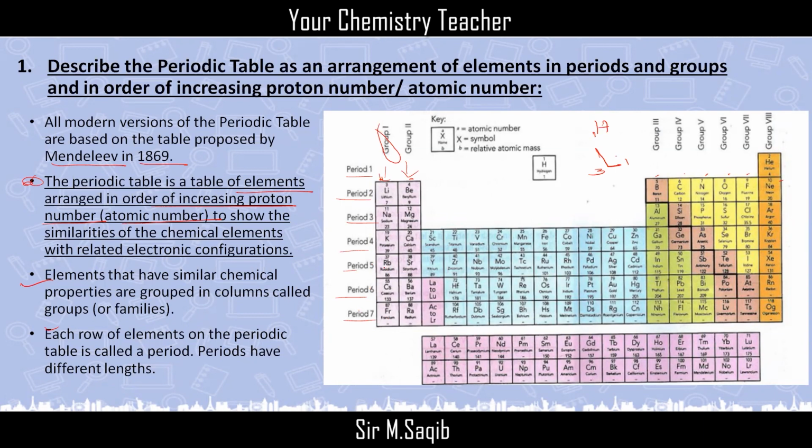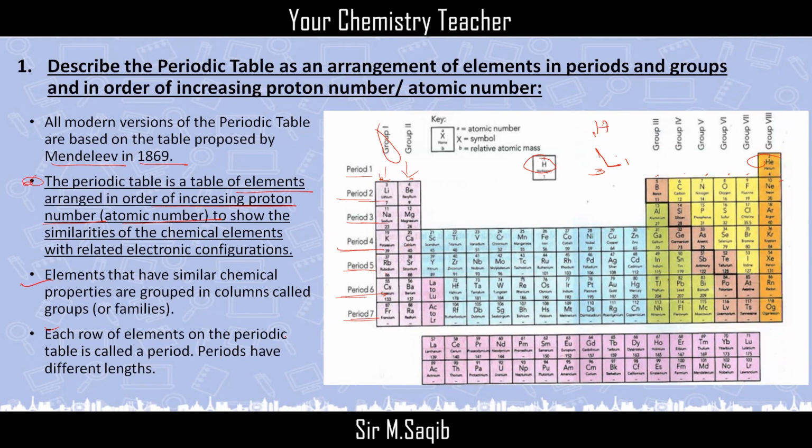Every period has a different length and consists of a different number of elements. For example, period 1 is called the shortest period because it consists of only two elements, hydrogen and helium. Period 2 consists of 8 elements. Period 3 also consists of 8 elements. Period 4 consists of 18 elements, and period 5 also consists of 18. Period 6 consists of 32 elements, and period 7 is incomplete.